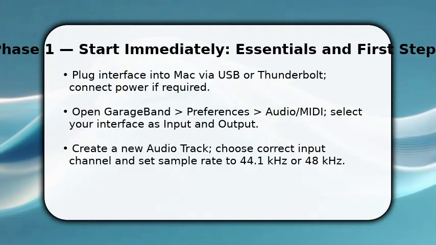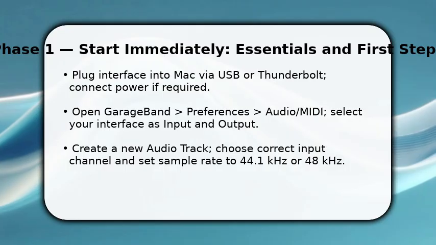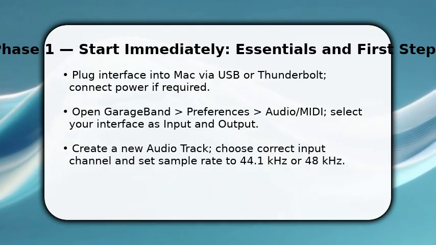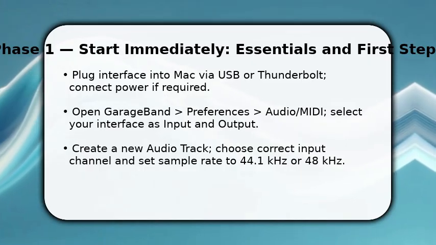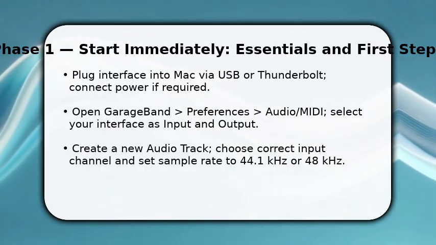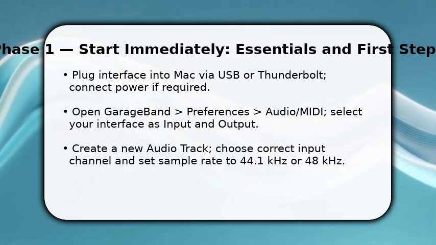You start by physically connecting the audio interface and powering it. Once done, open GarageBand and go straight to Preferences, then Audio/MIDI. Select the interface for input and output so sound routes correctly.